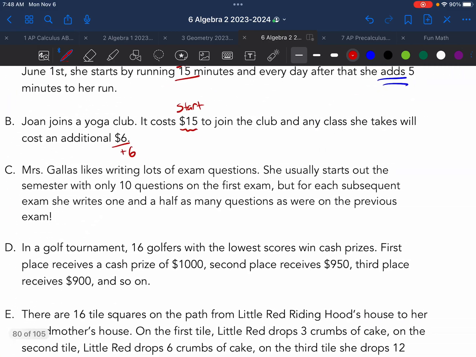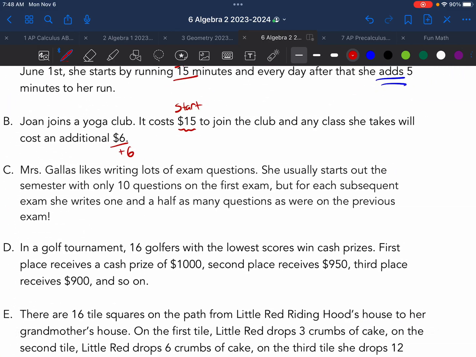Problem C. So Mrs. Gallus likes writing lots of exam questions. She usually starts out the semester with only 10 questions, and it even has the word start here. So you start with 10. So 10 is our starting amount. But for each subsequent exam, so the next exam, she writes, and I'm using advanced vocabulary, this just means next. For the next exam, she writes 1.5 as many questions as were the previous exam.